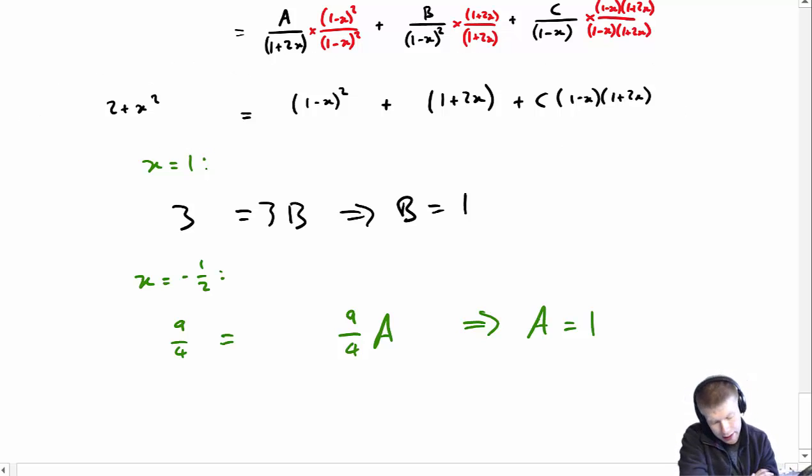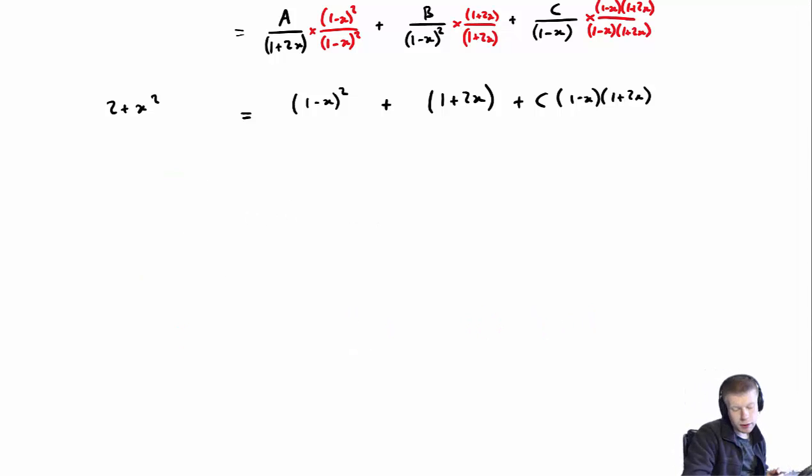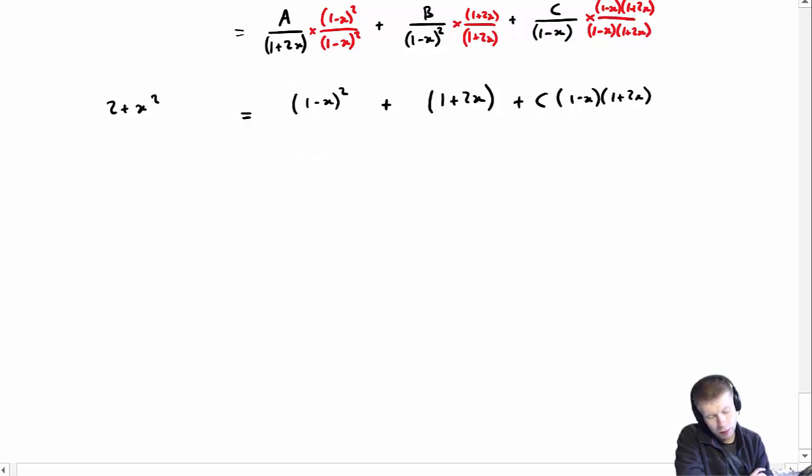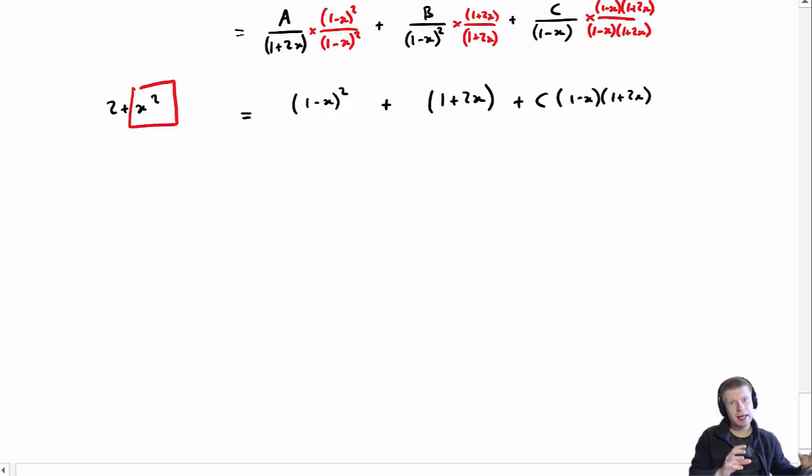because I still don't know what c is. So let's have a look. Well, I could just expand out all of this right-hand side to get rid of the brackets. But actually, I'm going to go after this x squared term. If I can work out what's going to give me an x squared term, I know the coefficient of x squared is just 1.